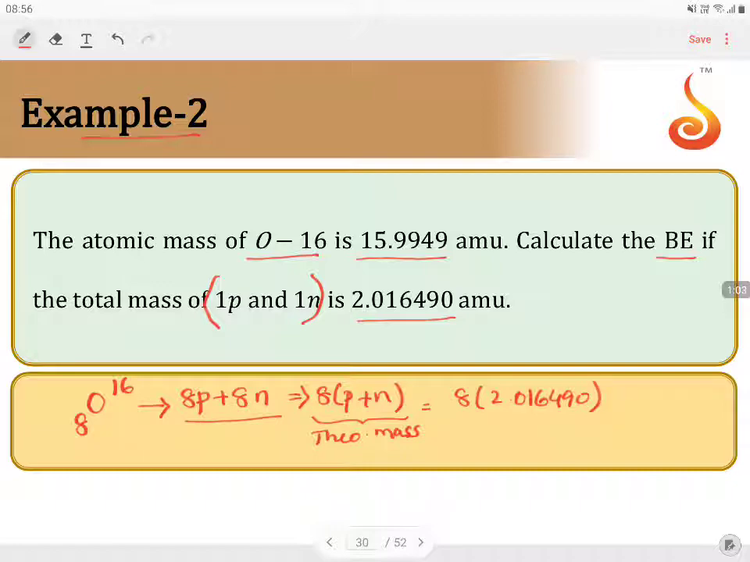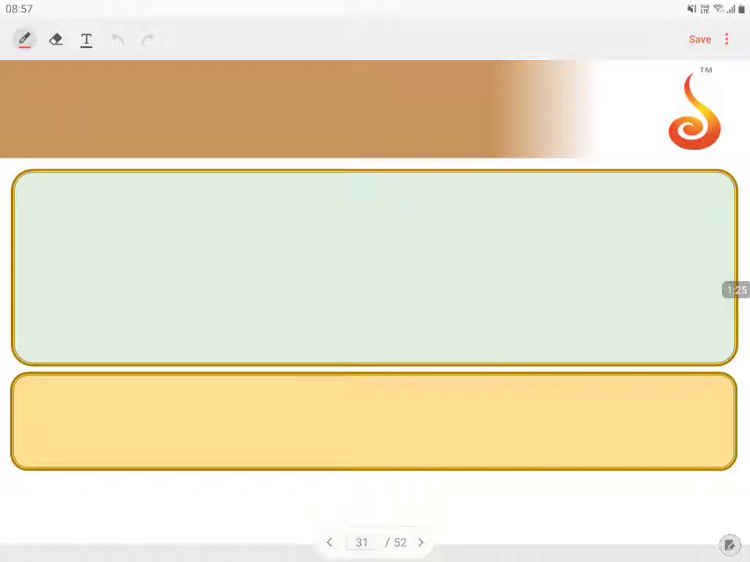2.016490, which will be taken as theoretical mass, and that will be equal to 16.13192. This becomes the AMU. Let us take this as AMU. So the theoretical mass of 8 protons and 8 neutrons, we got 16.13192. Using the data, how can we find the delta M?